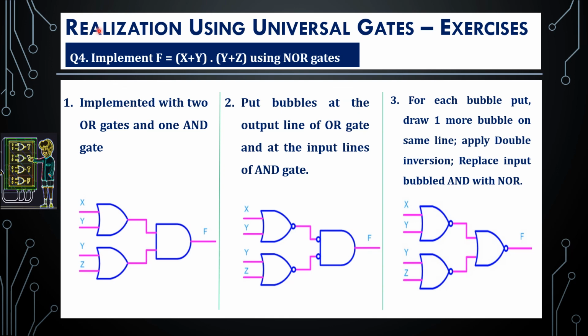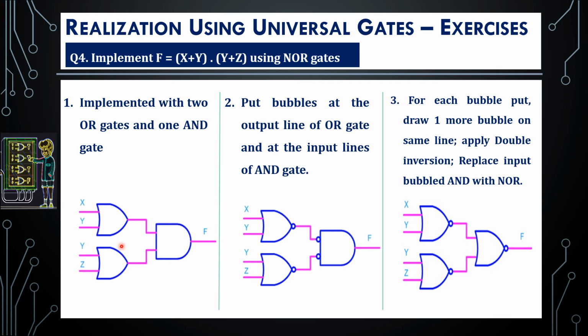Here the given expression is going to be implemented using NOR gates alone. The given expression consists of two max terms. These two max terms can be implemented using two OR gates. This is x plus y and this is y plus z. These two OR gates are multiplied with the help of this AND gate. So this is the given AOI logic of the given expression.